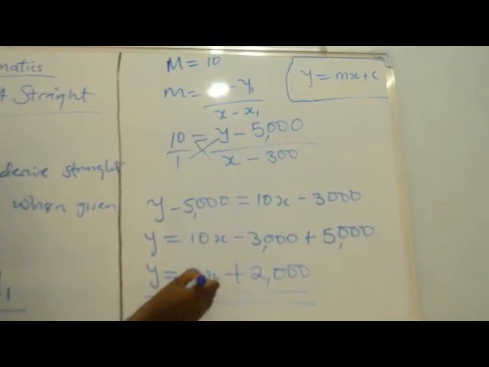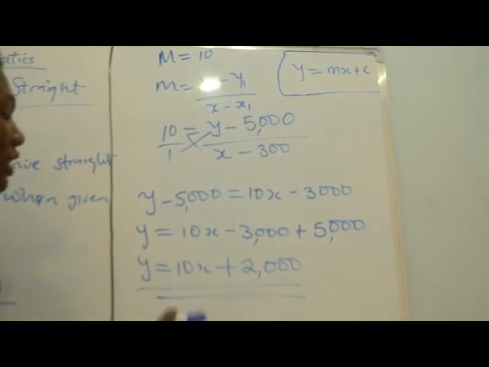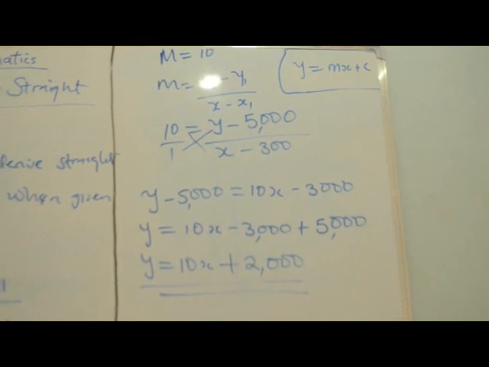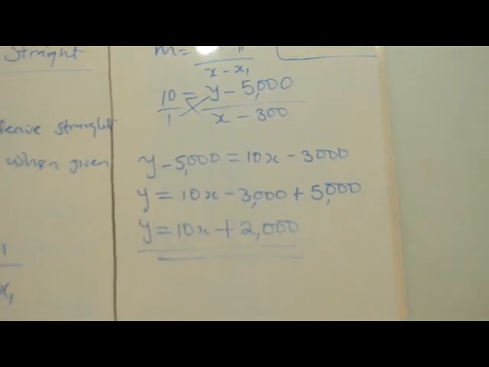And you can see our gradient reflecting as the coefficient of x. Like I said, this is the coefficient of x when y is the subject of the formula. So this is the equation of the line. Alright, so we'll be taking another example quickly.